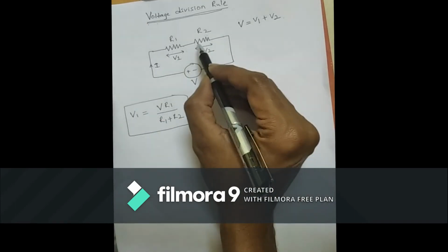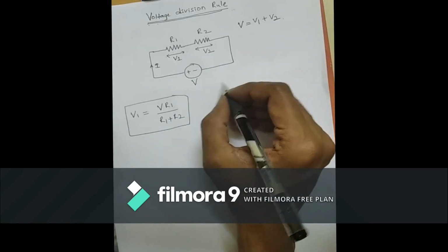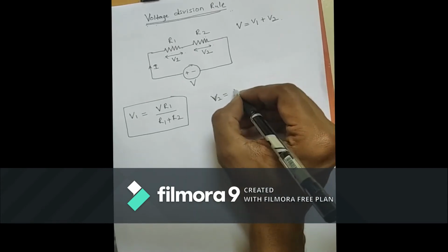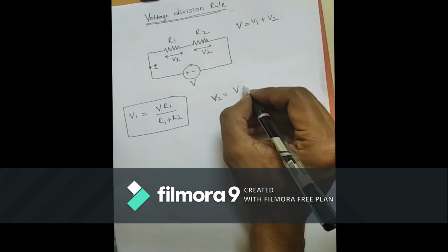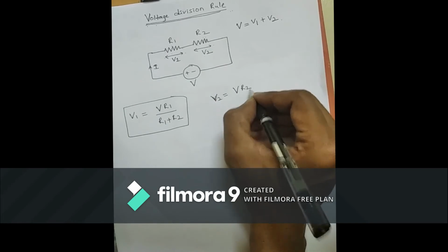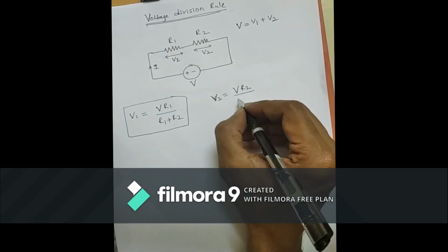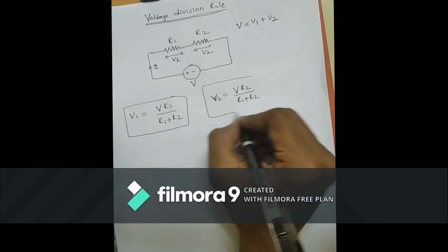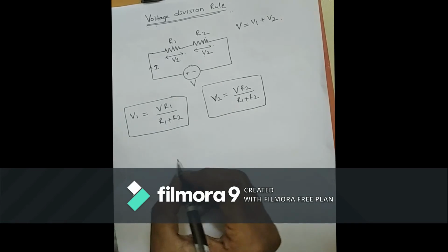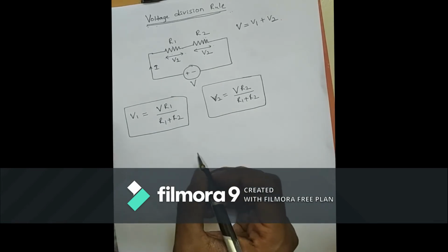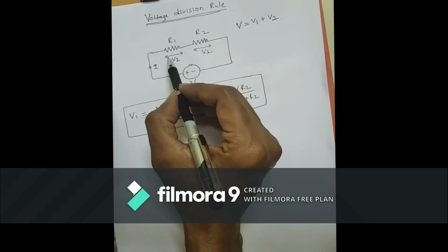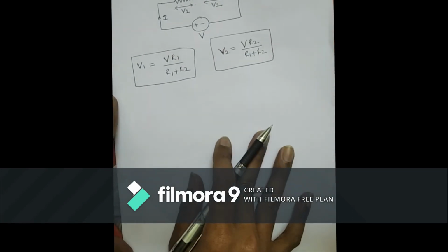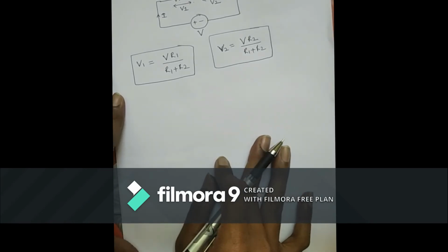Similarly, the voltage across the second resistance R2, V2, is equal to the applied voltage V times the resistance of this branch R2, divided by the sum of the resistances, R1 plus R2. So by using this voltage division rule, I can easily find these voltages V1 and V2. Now I will solve one problem on this voltage division rule.